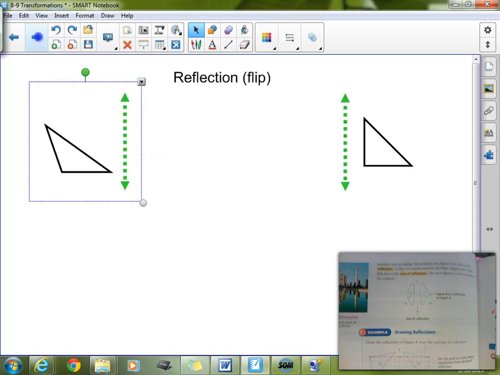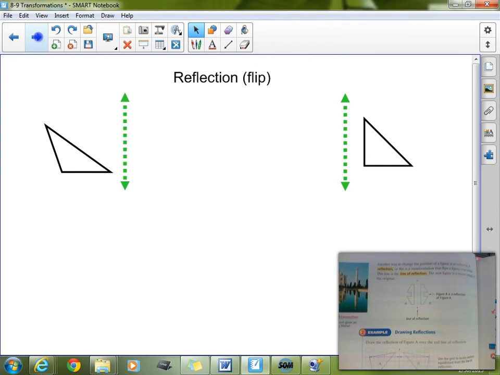Next, a reflection. Now, with our reflection, once again, we're simply flipping the figure across a line of reflection. And you see right here, I've actually put our lines of reflection right there. Now, with these, I'm simply asking you to do your best.